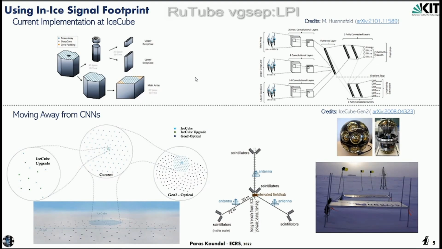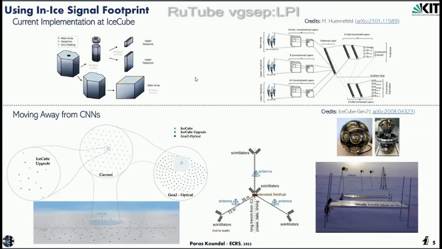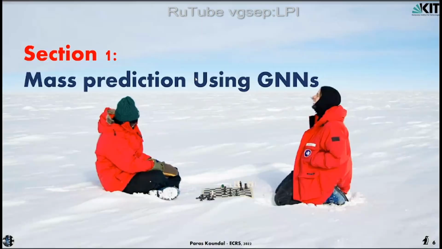So the obvious choice was then to move towards graph neural networks. In a simple definition, you can just replace the pixels, which are like the dots here in a CNN, by something called nodes. So you can just map the DOMs as nodes. And then the connections are defined by some prior you set.